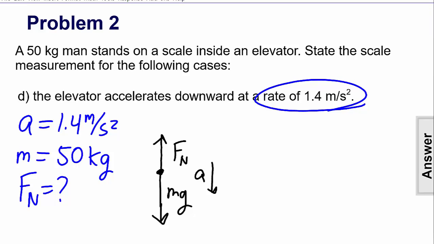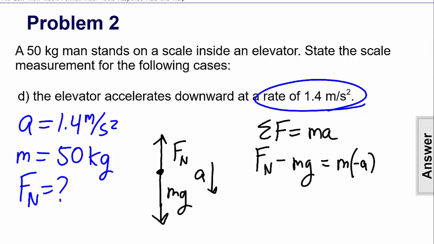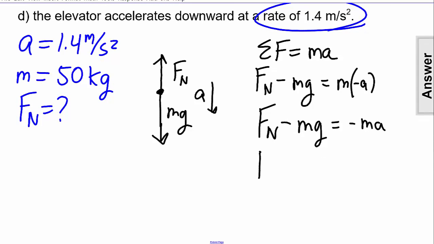Now let's use Newton's second law. Sigma F equals ma. We have a positive normal force. We have a negative mg. And then, very important to find this, the acceleration is also pointing down, which means the acceleration will be negative. So we have m times negative a, which I like to rewrite immediately as negative ma, pulling that negative sign out to the front of the term. We have to get the normal force alone, so we're going to have to add mg to both sides. If we do that, we'll find that mg minus ma is equal to the normal force.